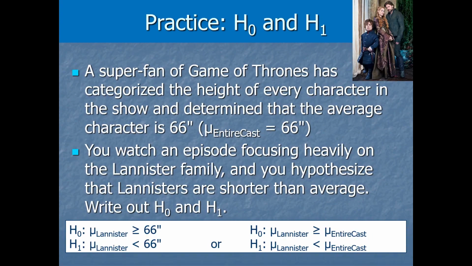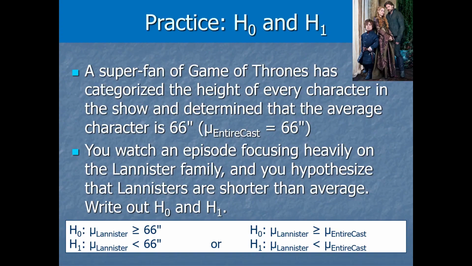Well, there's a couple ways you could write it. You might have written it out like I did on the left here. The alternative hypothesis being that the Lannister population mean is below 66 inches, and then the null hypothesis would be its opposite, the greater than or equal to sign. And remember, the null hypothesis is always the one with an equals sign somewhere in it. Or alternatively, you might have written it out like I did on the right side here. So H1 is that mu of Lannister is less than mu of the entire cast, and H0 is just the other possibility that Lannisters are greater than or equal to, that they're not shorter, they're not less than. So that is how you'd set up the null and alternative hypothesis.